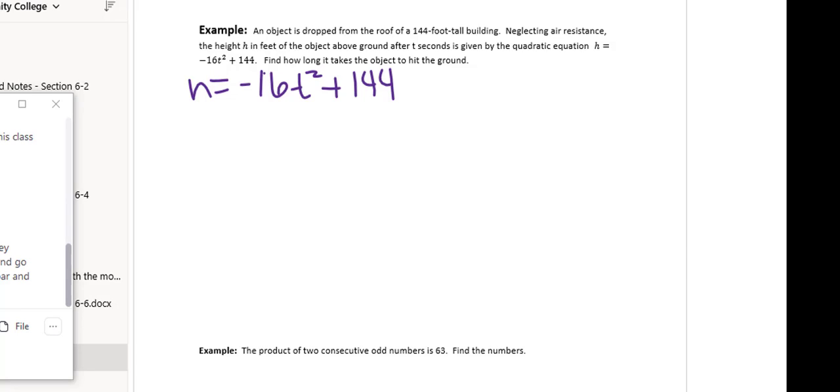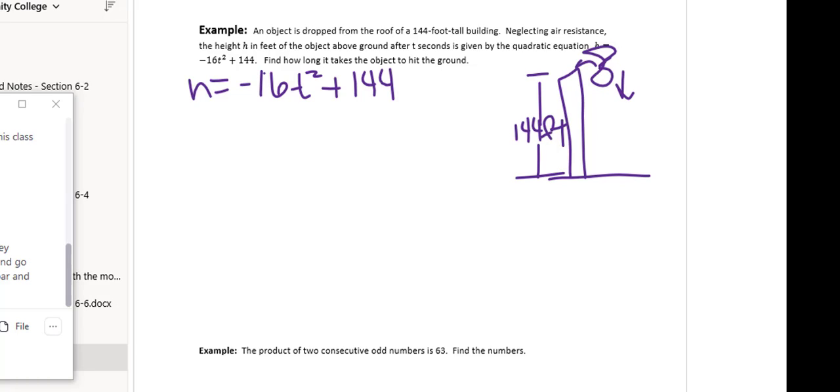So I'm just going to draw a little diagram. It's a 144-foot building, so I'm going to draw this. Here's my 144-foot building, 144 feet tall. I have an object, we'll say it's a water balloon. Here's my water balloon that I'm going to drop. So it starts at 144 feet.